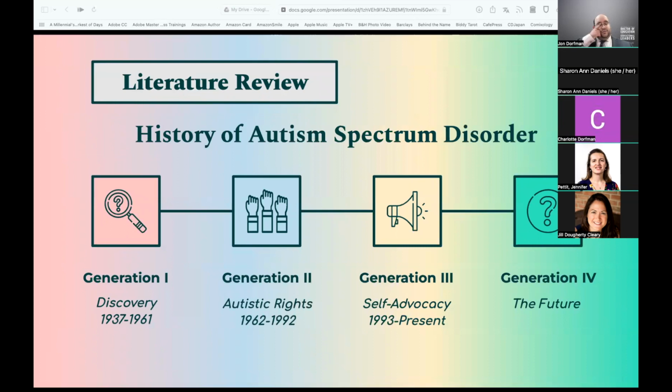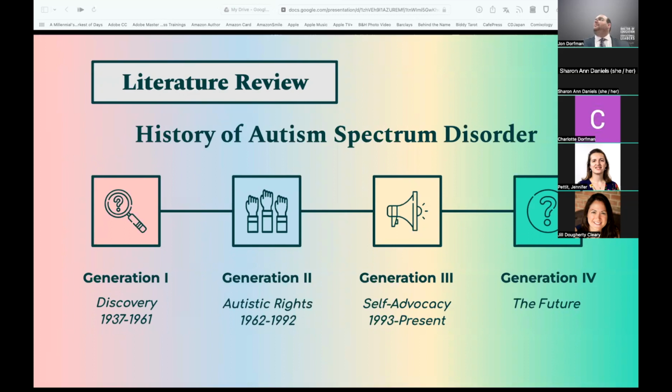Going into my literature review, just a general timeline of where we're at, I call the first generation the discovery generation, because that's when autism spectrum disorders were starting to be identified. This is also the era of Hans Asperger's famous research in the 40s, or infamous, depending on how you look at it. And autism was believed to be caused by, quote, refrigerator mothers.